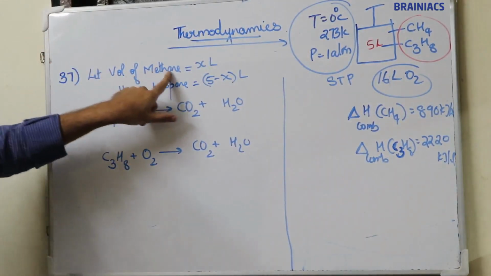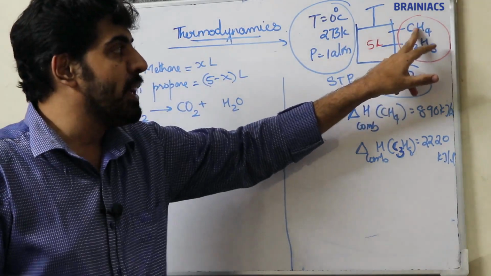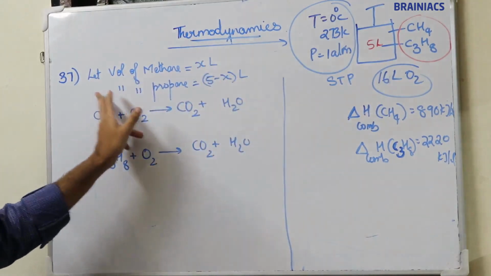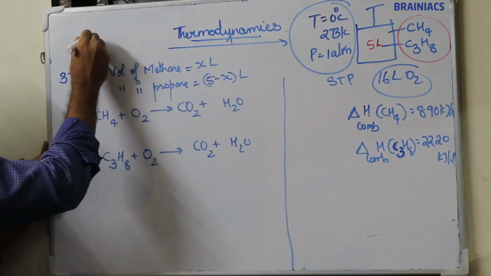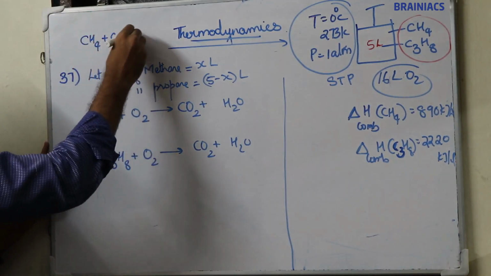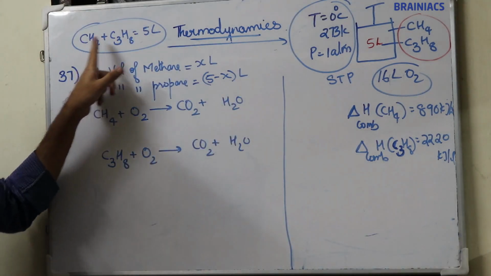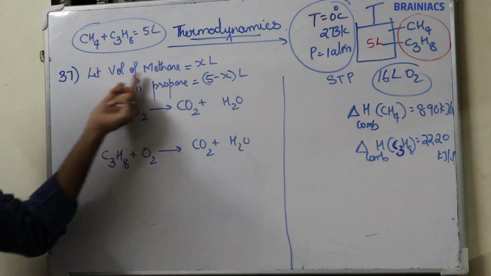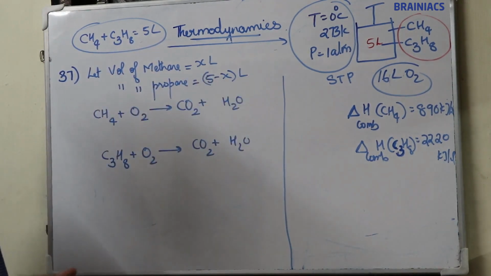Let the volume of methane in the mixture be x liters. Then the volume of propane will be 5 minus x, because the volume of methane plus propane is 5 liters. So the volume of propane will be 5 minus x liters.